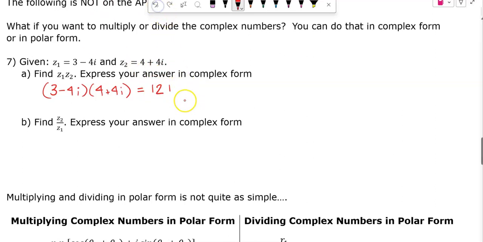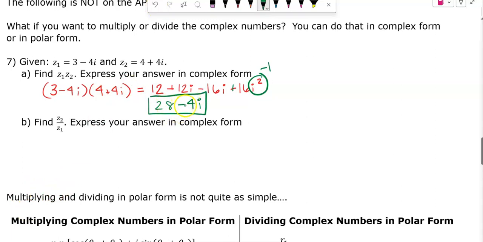This is where you would get 3 times 4 is 12, and 3 times 4i is 12i. Negative 4i times 4 is negative 16i, and negative 4i times 4i is negative 16i squared. Then you have to combine like terms, and you must also remember that i squared is equivalent to negative 1. So negative 16 times negative 1 becomes positive 16. I have 12 plus 16, so that's 28, and then 12i minus 16i gets me negative 4i. That works out nicely to standard complex form.